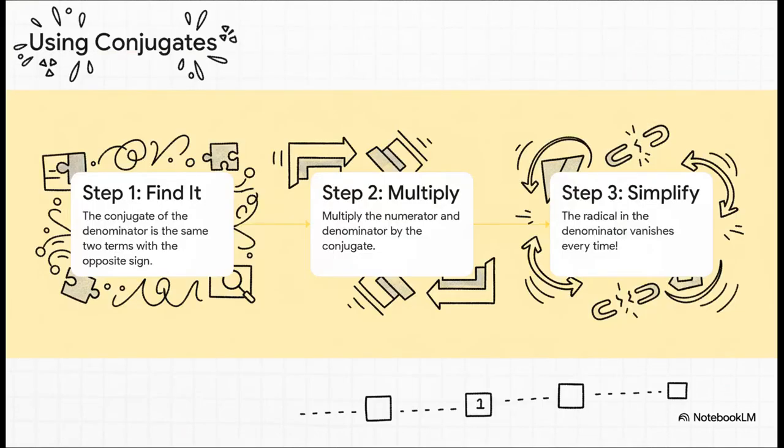So we do the same thing as before. Multiply the top and the bottom by this conjugate. And it's like a magic trick. The denominator becomes a clean, rational number every single time. It's an absolutely brilliant technique.